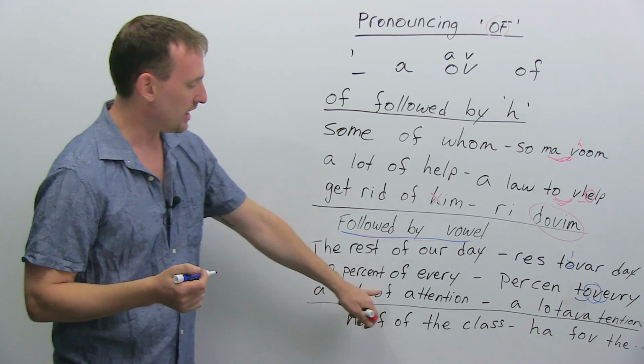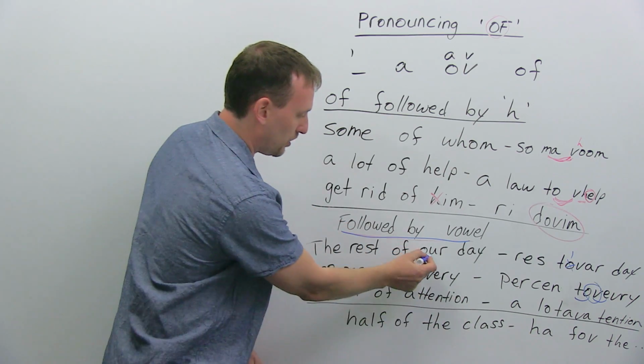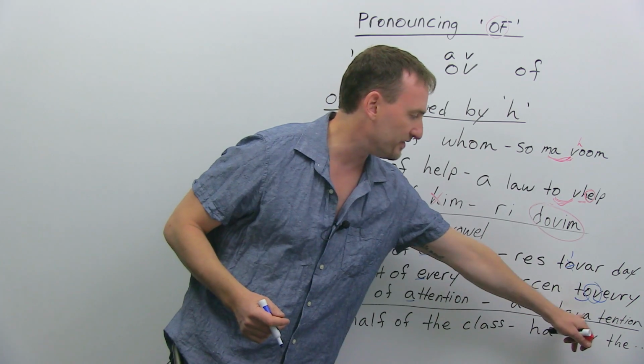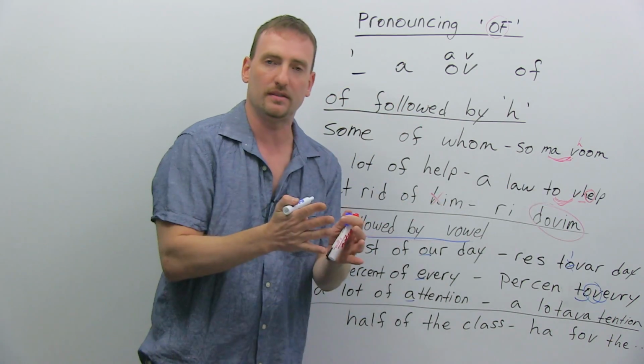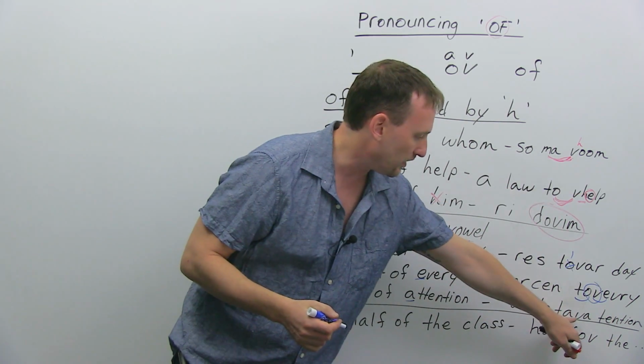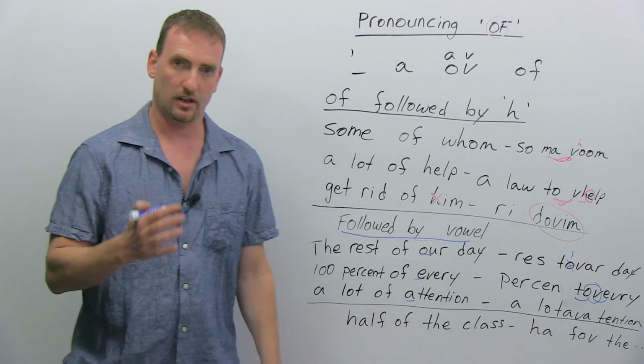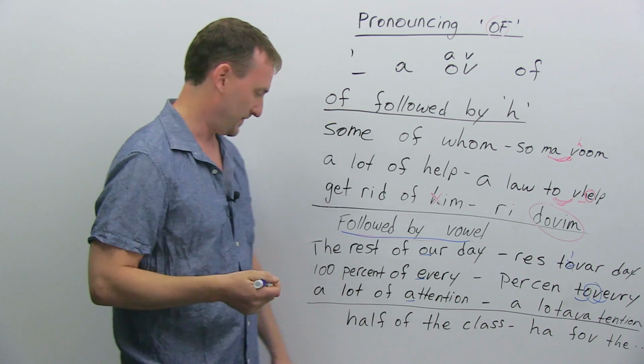And then we have a lot of attention. So we have O, we have E, we have A. A lot of attention, a lot of attention, all squeezed together. And the OV, the OF becomes AV, a lot of attention, okay?